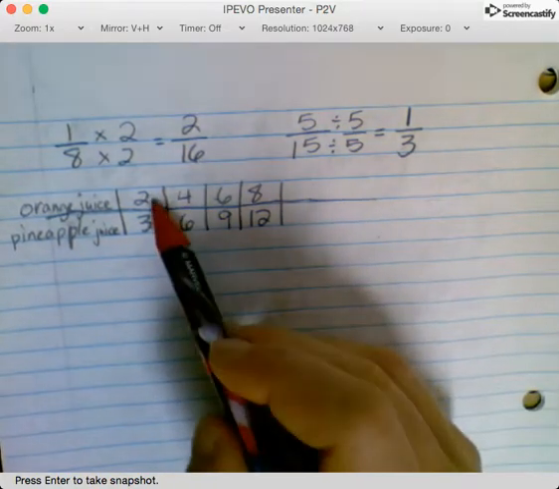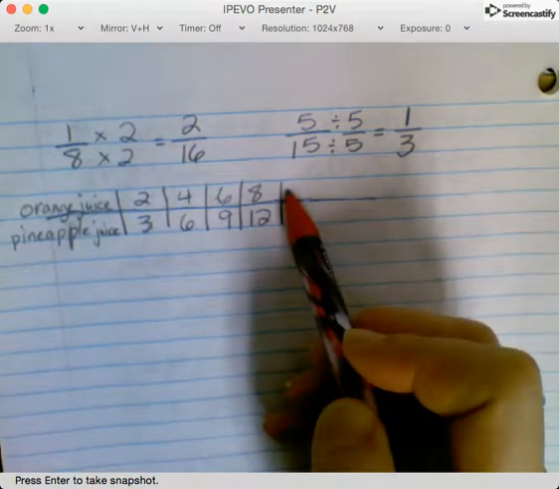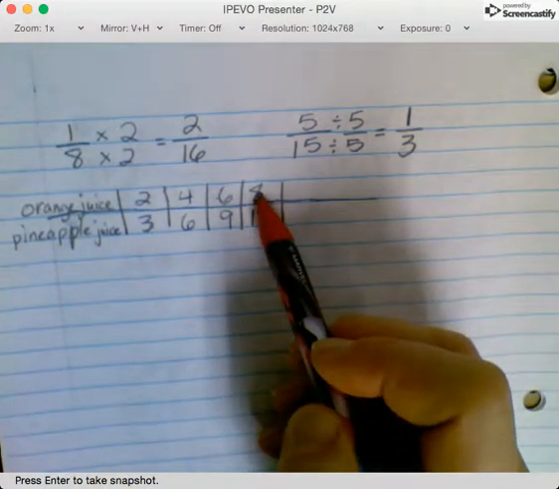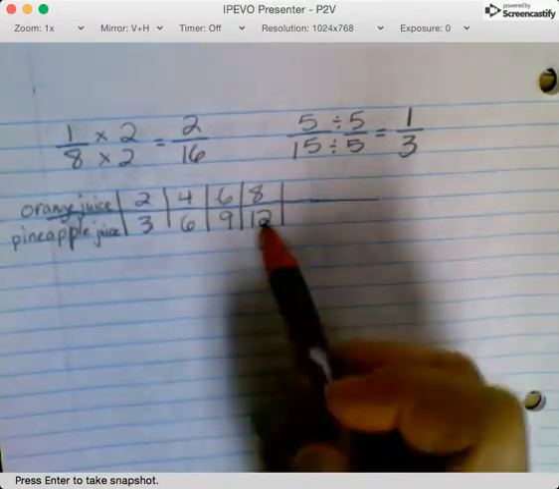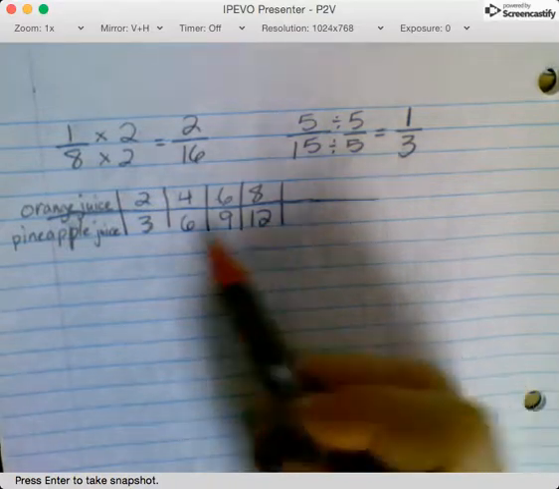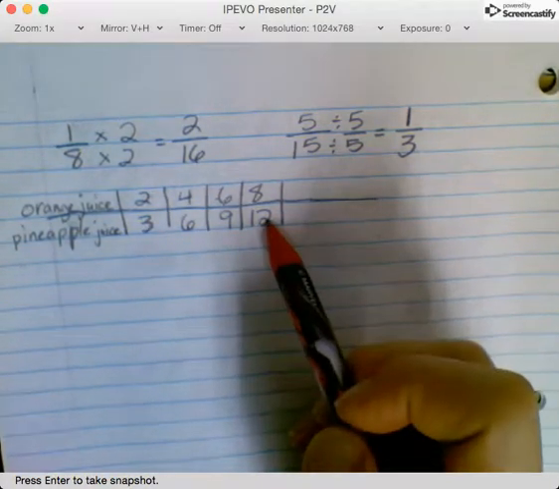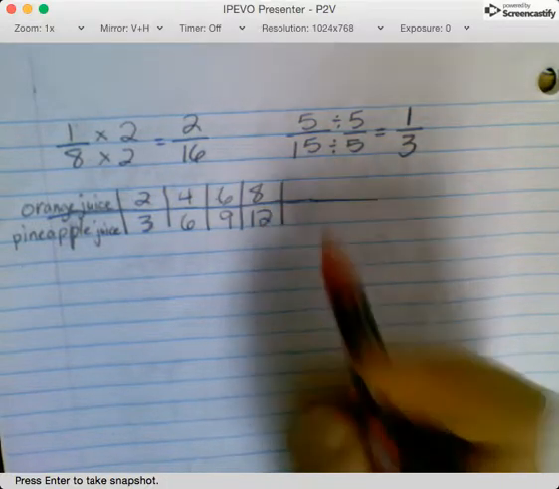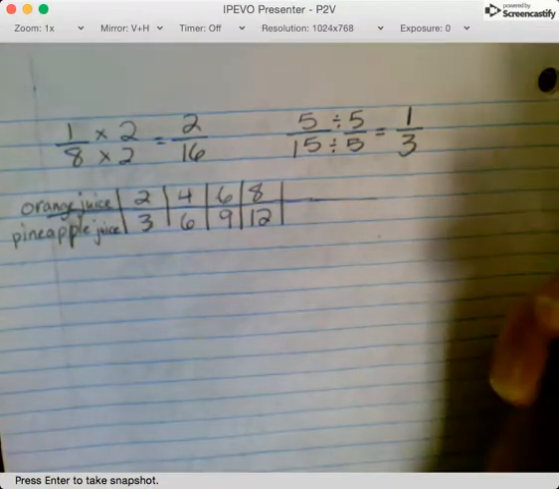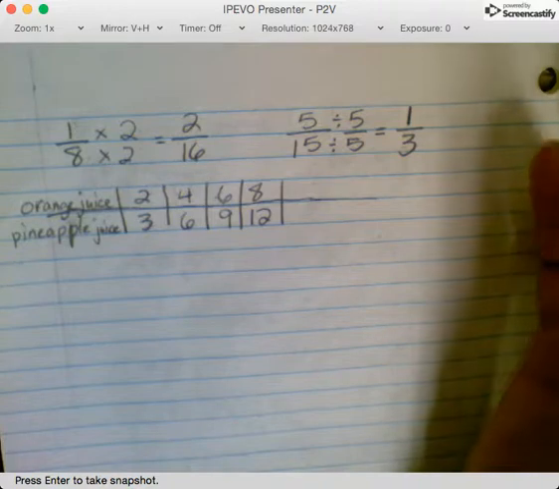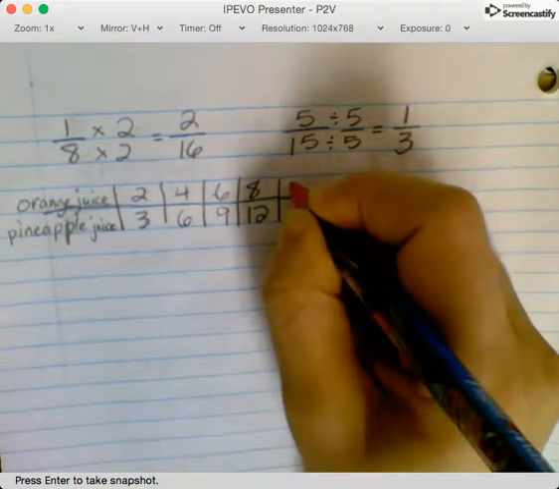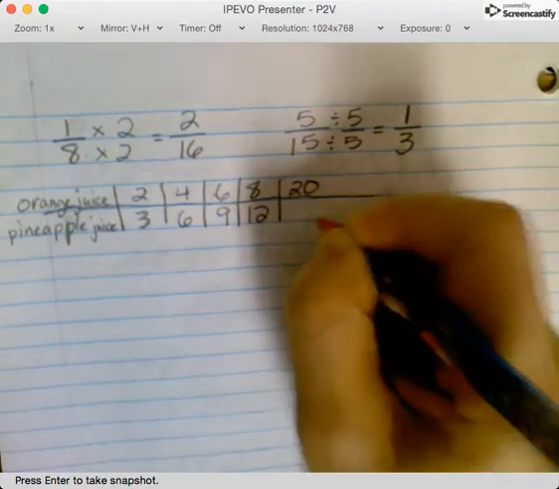You will notice that this top row is counting by 2s, and this one is counting by 3s. So sometimes when you do these tables, they might have a pattern. But like I said, sometimes they skip way ahead and do, let's say, 20, and then they might leave a blank.